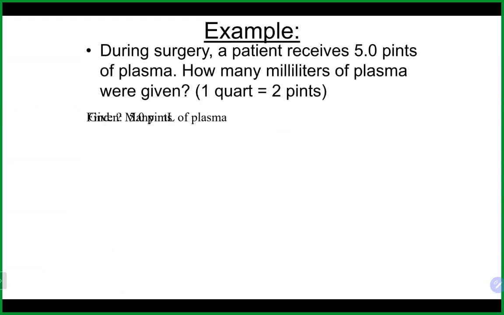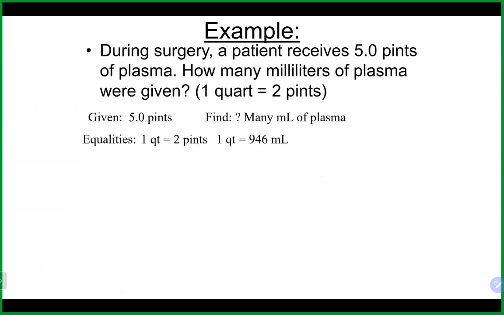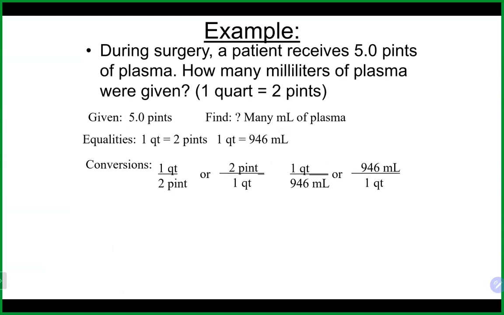All right, try another one here. We got surgery, 5 pints of plasma. How many milliliters would that be? Some conversions and equalities. So again, set it up using dimensional analysis and see what you end up with.